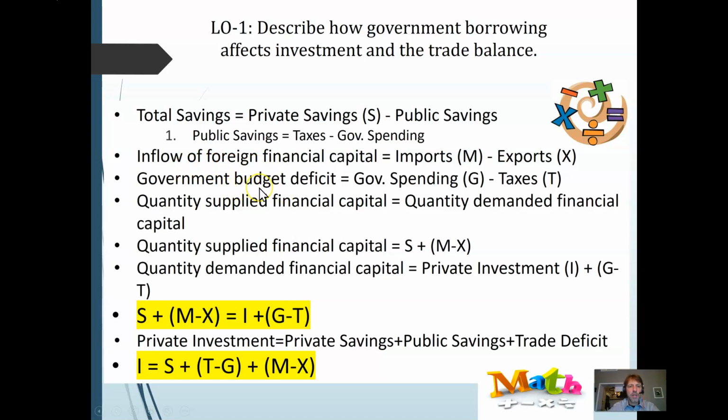Then you have the government budget deficit, which is government spending minus taxes. If taxes are higher, then you actually don't have a deficit, you'd have a surplus. But in the US's case, for most years since the 70s, we spend more than we bring in taxes. So we'd have a bit of a government deficit there.